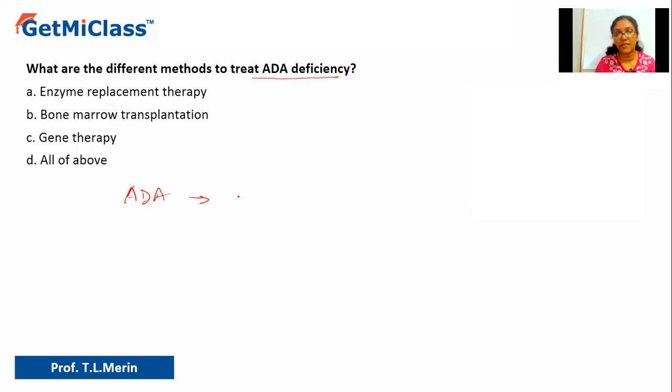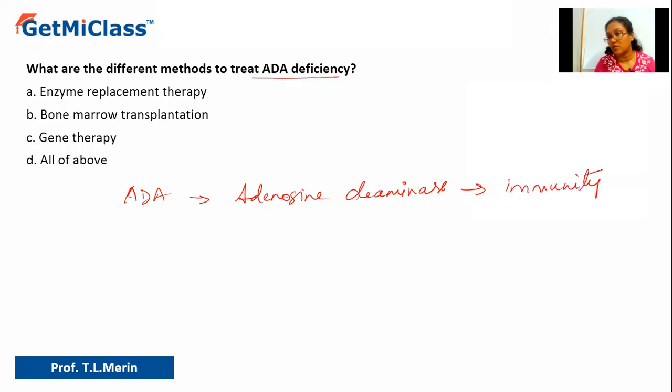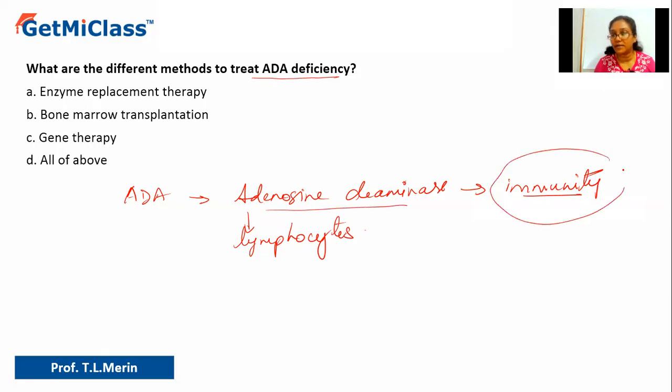ADA is a type of enzyme which is called adenosine deaminase. So this enzyme is very important for our immune system. It helps in our immune response. It is very important for our immunity. And this is commonly produced by our lymphocytes. What are lymphocytes? These are a type of WBCs. If this enzyme is not produced, then immunity will get affected.